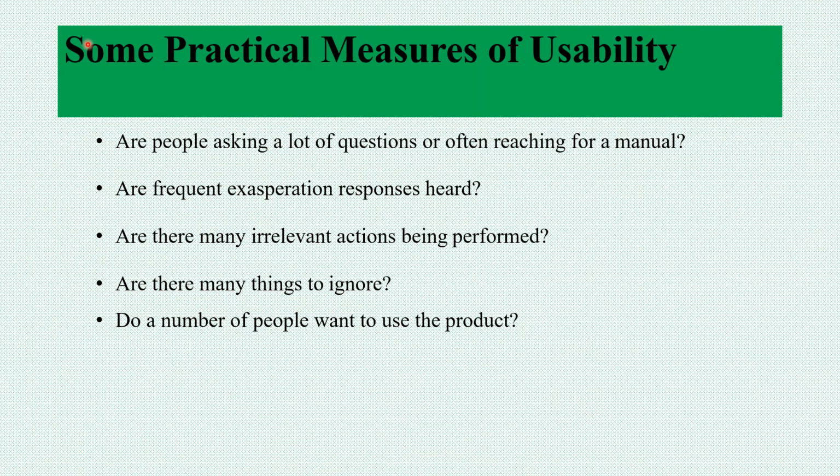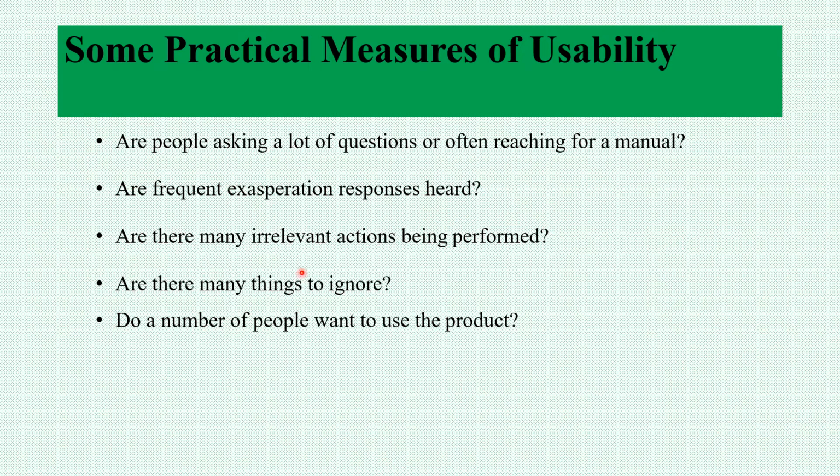So, some of the practical measures of usability are where the developer has to ask, or should know: are people asking a lot of questions, often reaching for a manual, and is a manual provided? If a manual is not provided, then the developer has to provide the manual to the client. Are frequent exasperated responses heard? That is, are users frequently responding to the feedback, or frequently accessing the help?